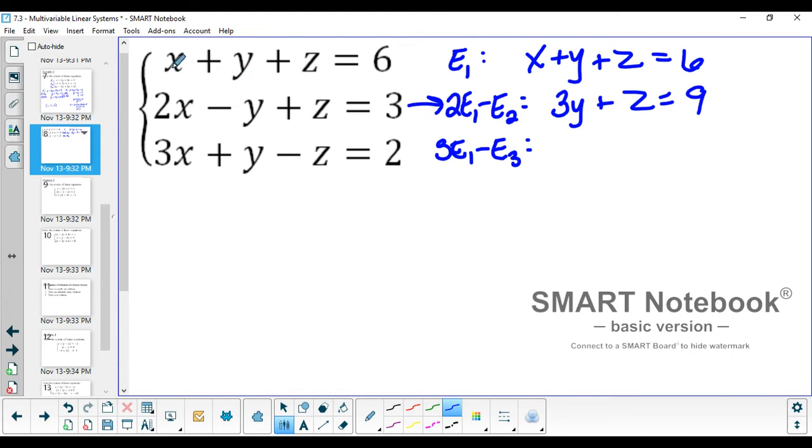So 3x minus 3x gives me the 0 that I want. 3y minus y gives me 2y. Oh, actually, wait a minute. 3y minus negative y actually gives me 4y. So I almost made one of those silly mistakes that would have messed us up significantly. Wait a minute. No, I did that right.